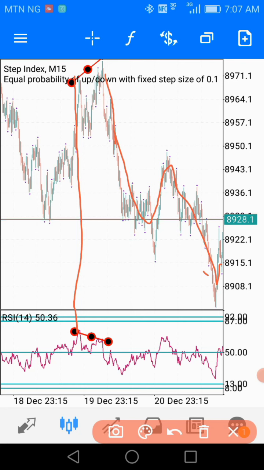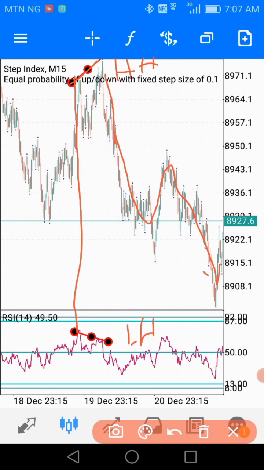Now this is where the divergence played out. You discover that from here to here, price actually made a higher high, but the indicator is telling you what? A lower high. Hope you can see that. Higher high in price, and then a lower high in the indicator.